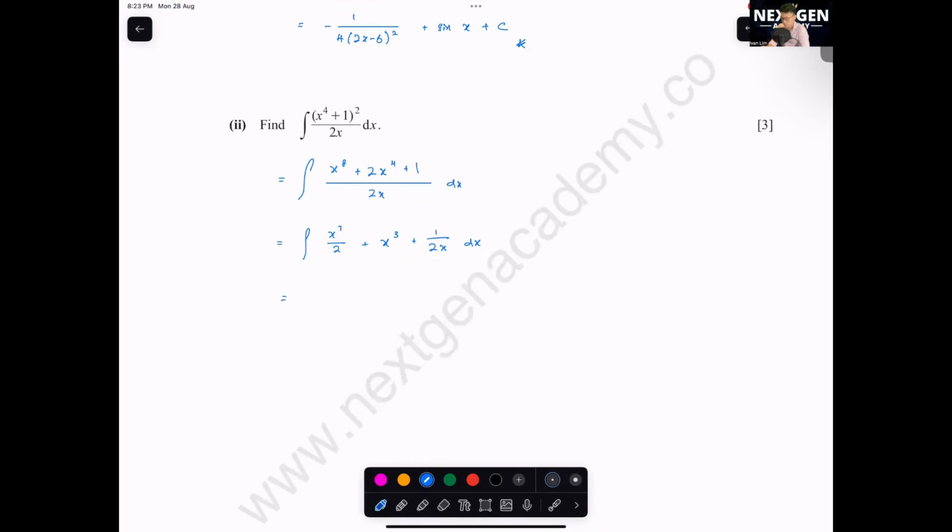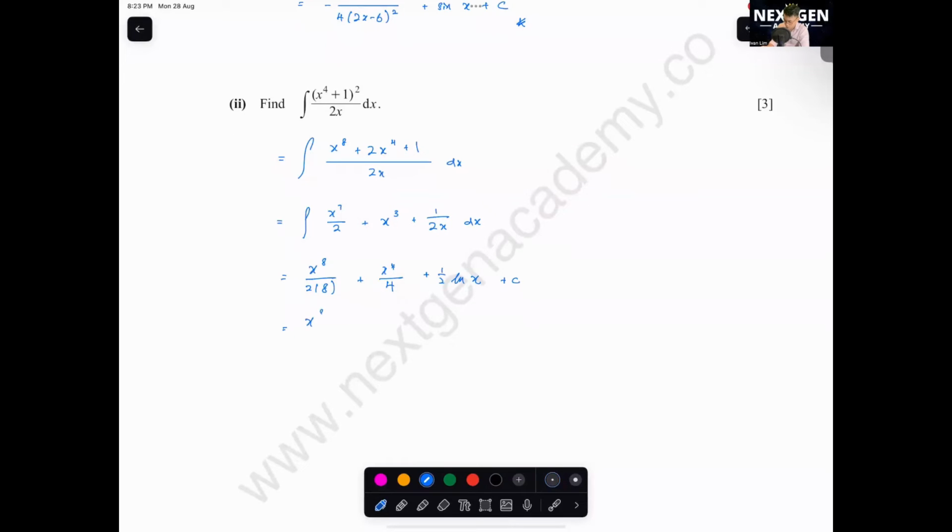Okay, integrate this. X power 8 over 2 times 8 plus x power 4 over 4. This one, 1 over x will become ln x. So this will become 1 over 2 ln x plus c. Simplify this: x power 8 over 16 plus x power 4 over 4 plus 1 over 2 ln x plus c.